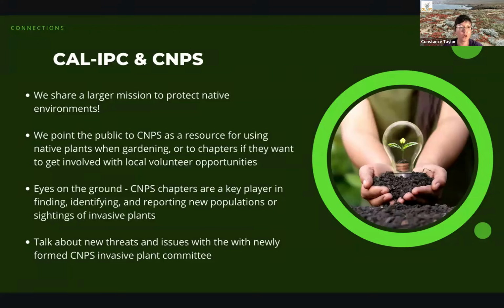And we also talk to CNPS all the time about new threats and issues, especially now with the newly formed CNPS Invasive Plant Committee. And Jutta has more involvement in that, so Jutta can talk a little bit more about that either now or later in the presentation. Did you want to say a word or two about the committee, Jutta?